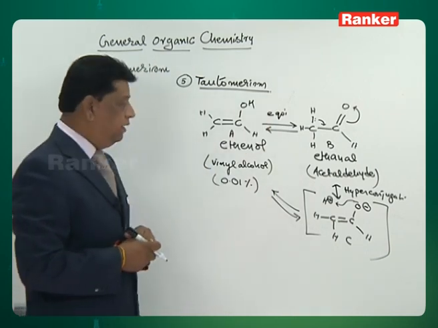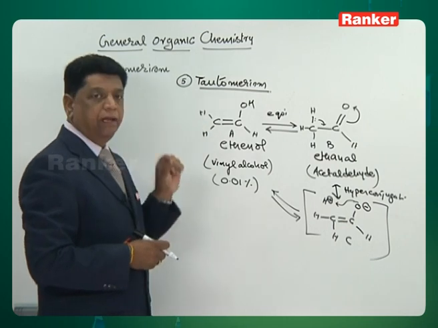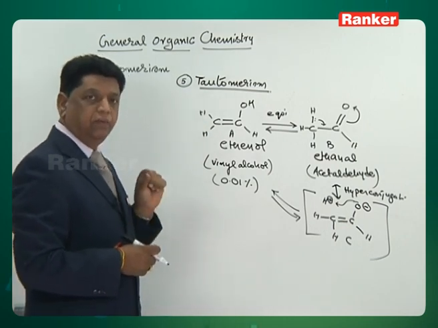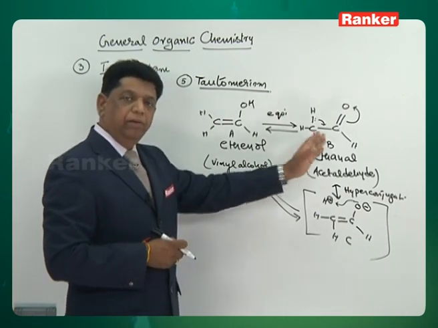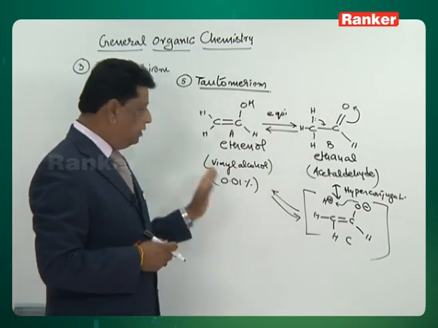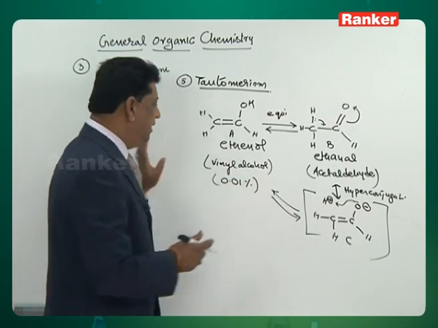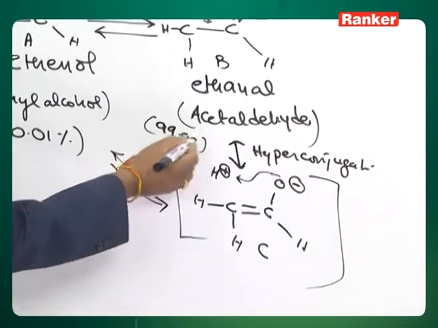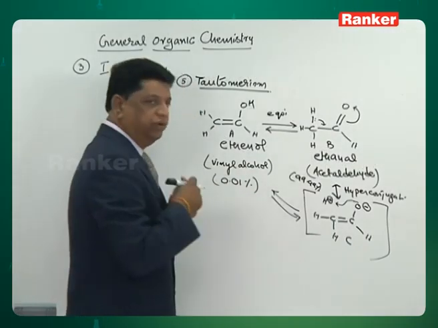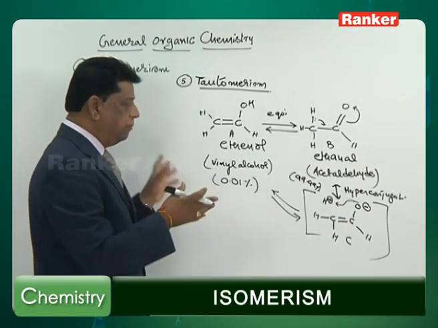What does it mean? Per unit time, say 1 second or 1 minute or 1 hour, the number of A that convert into B equals the number of B that convert into A. Therefore the percentage remains the same. This will be 99.99, that will be 0.01, even after 2 hours or 10 hours.